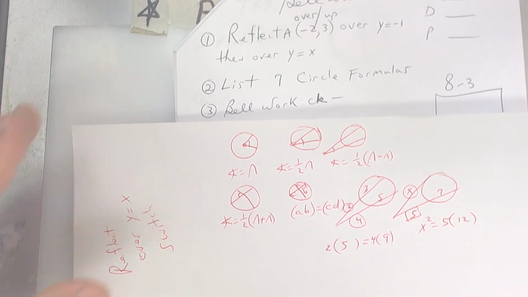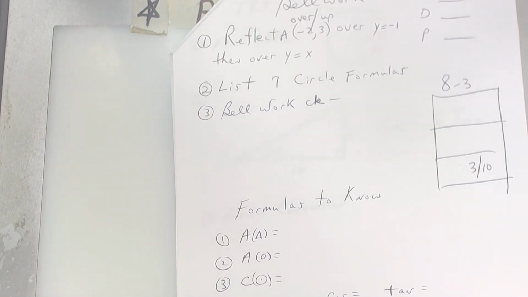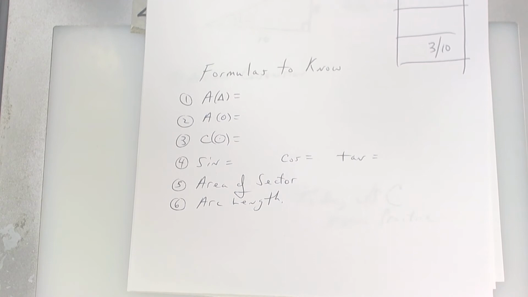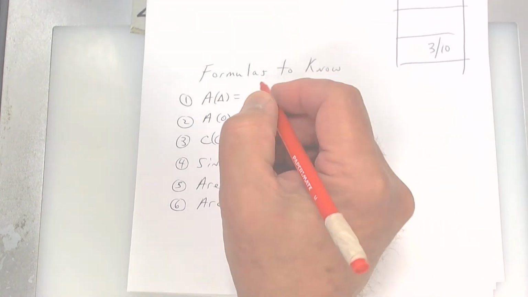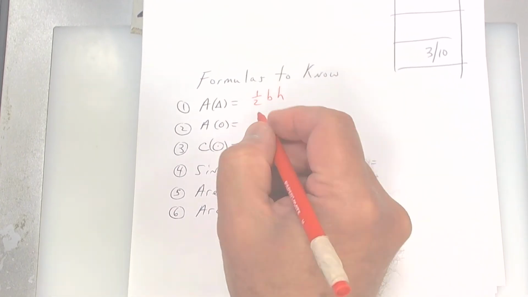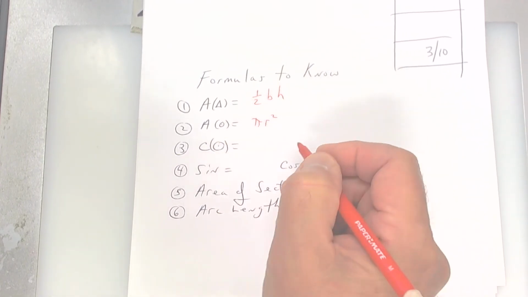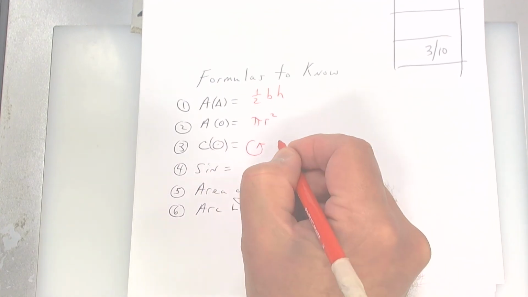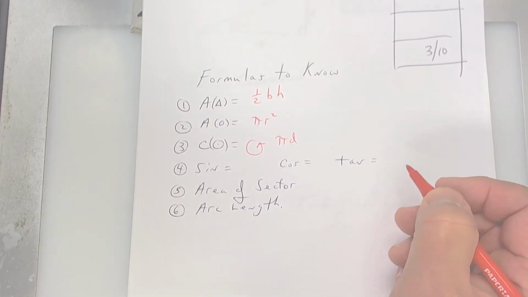All right, let's move on. Make sure you copy this down because I am coming around. All right, leave your bell work out. On a new sheet of paper, copy this down. Let's talk about these formulas here. Area of any triangle is 1/2 the base times the height. Area of a circle is pi radius squared. Circumference, the distance around a circle, is pi times diameter.